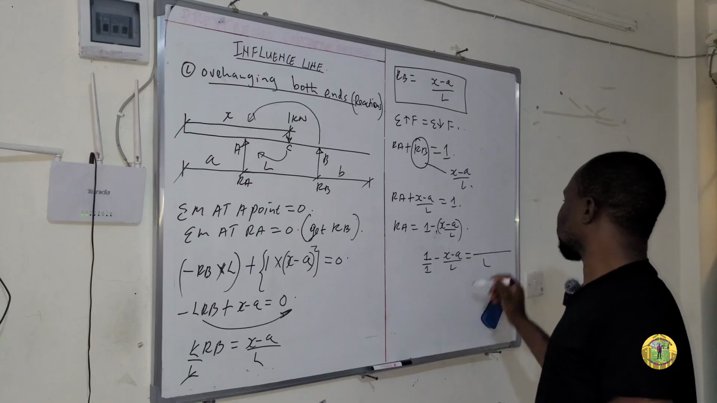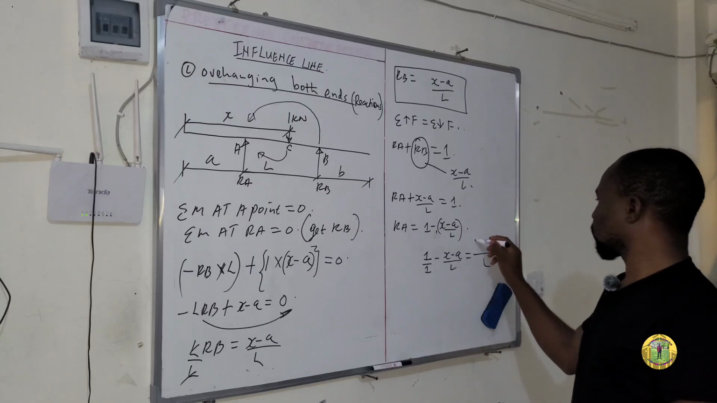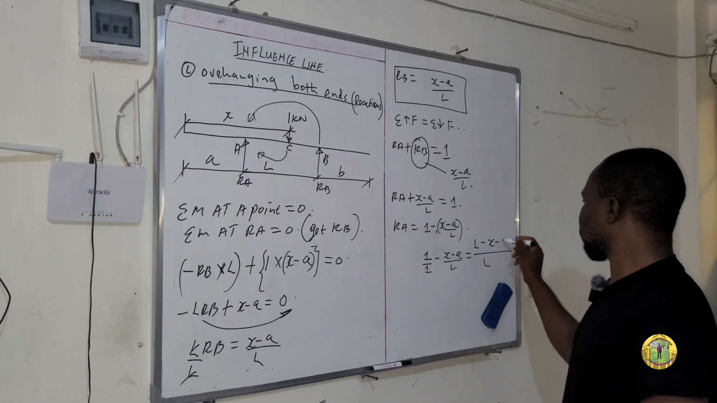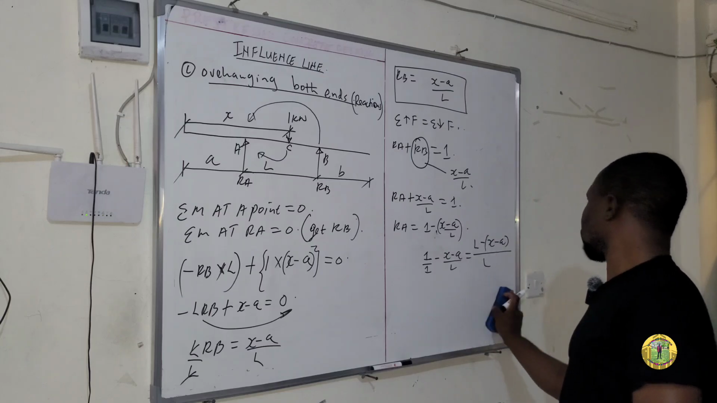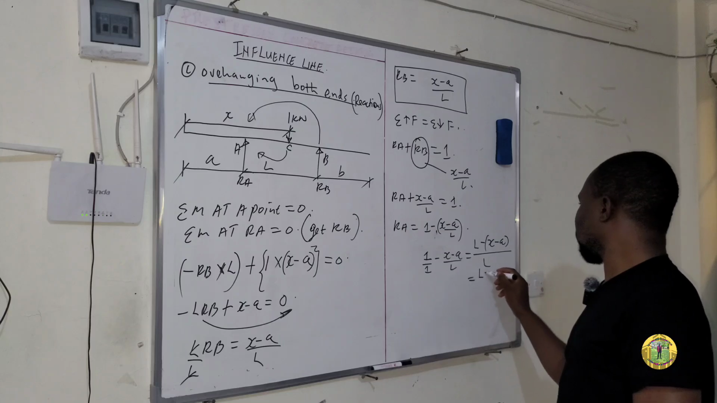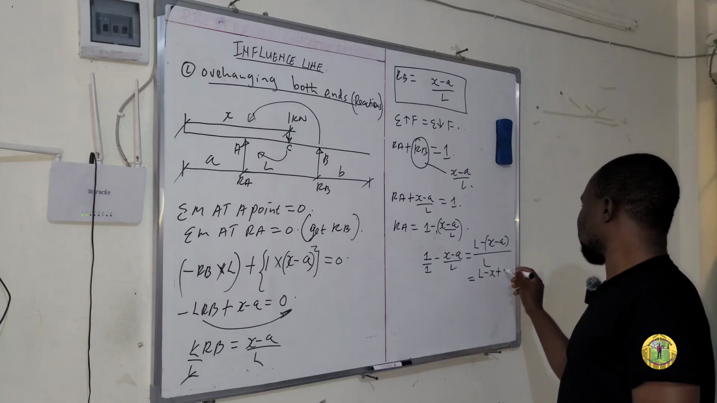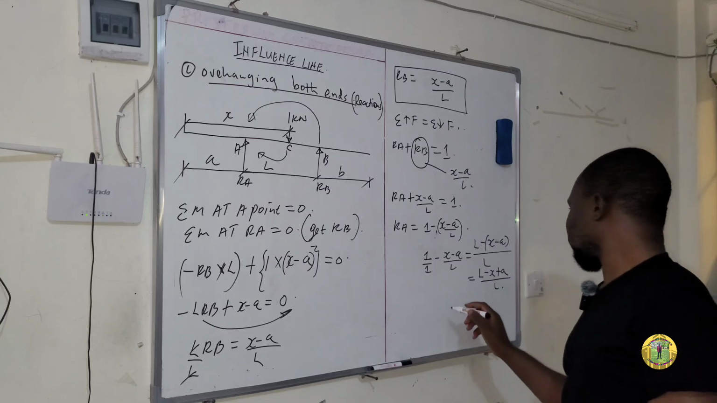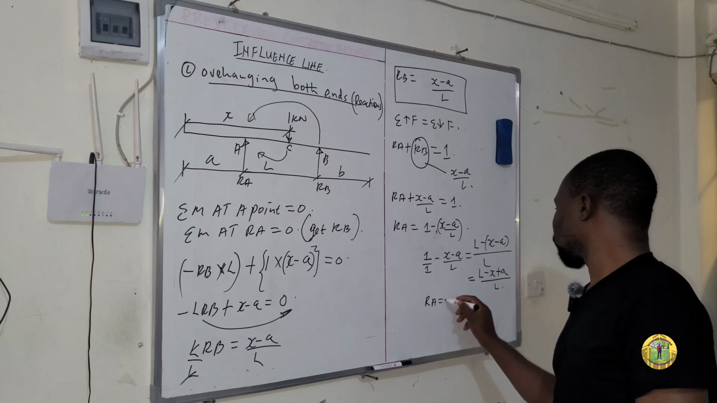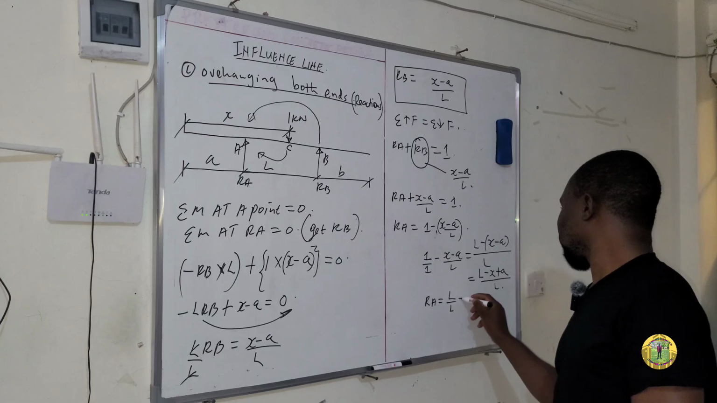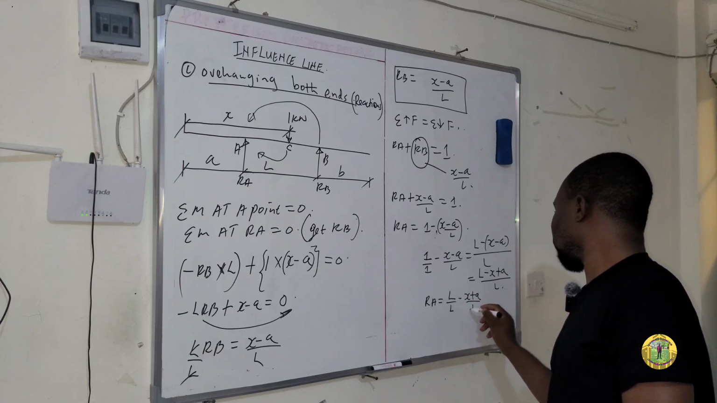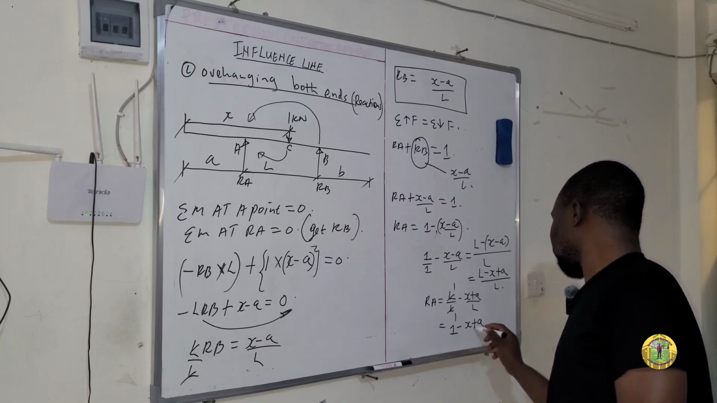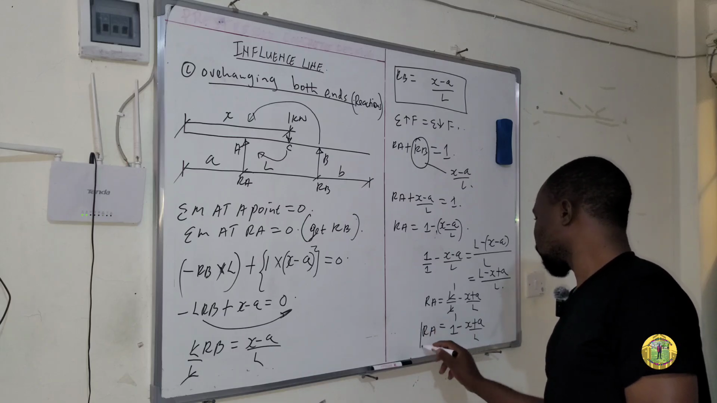So the LCM is L. 1 times L is L, minus x minus A. So this is equal to L minus x plus A, all over L. So RA is equal to L over L minus x plus A over L. So this is equal to 1 minus x plus A over L. So this is RA.